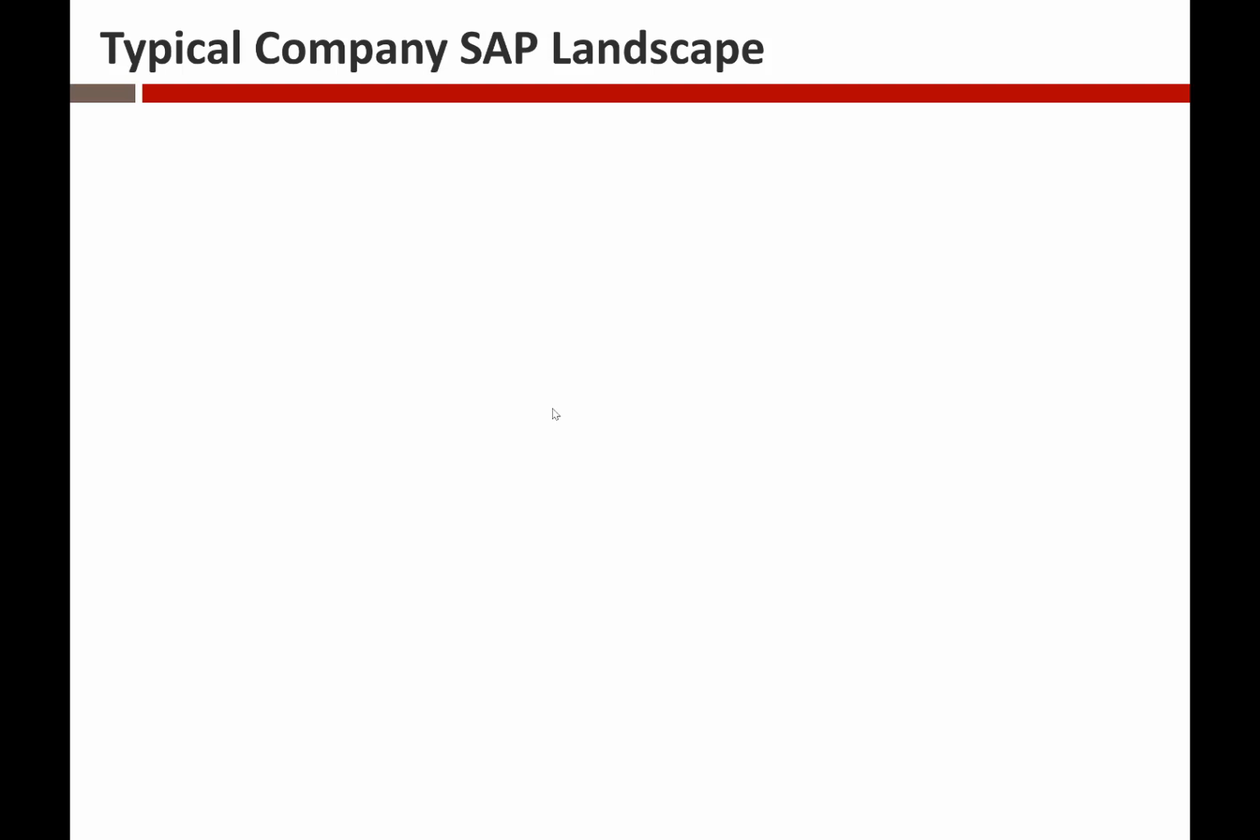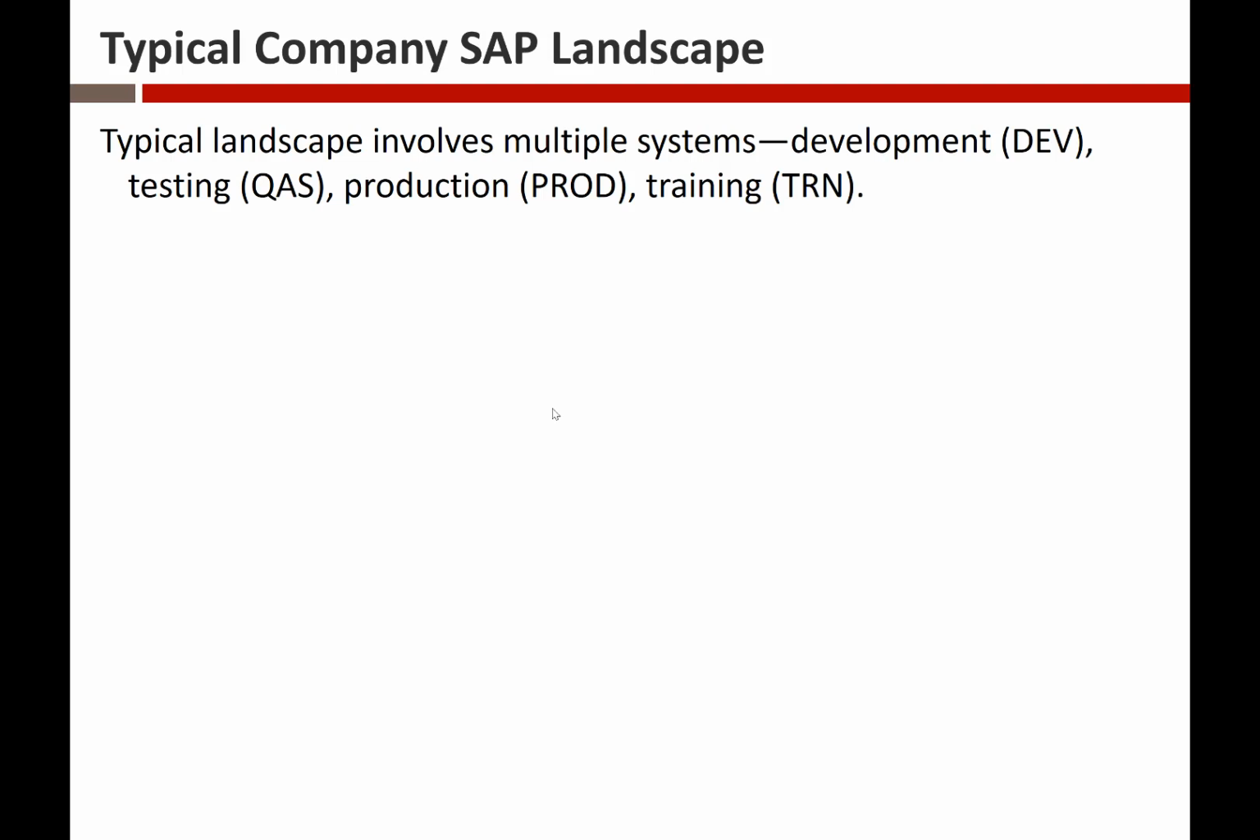Okay, so let's talk about, and what I don't want you to do is get what we're about to talk about confused with what we have been talking about, which is presentation layer, application layer, and database layer. In a typical company SAP landscape, they will have multiple application servers. You will typically have a development application server where your developers do all of their programming. This is commonly referred to as a dev system because we use three-letter abbreviations for these systems.